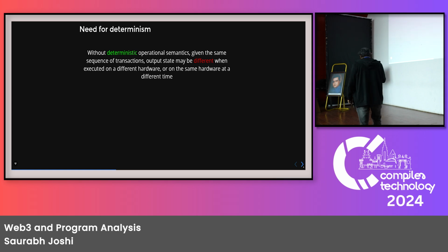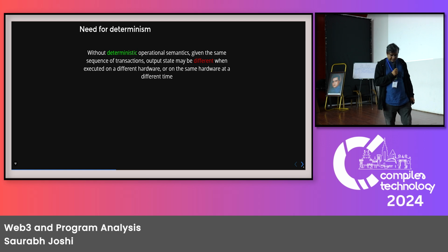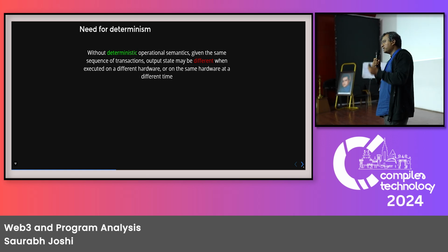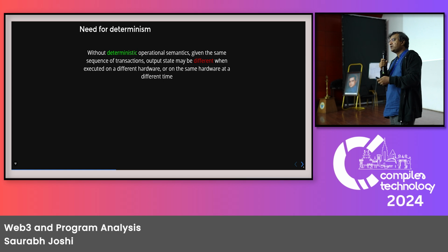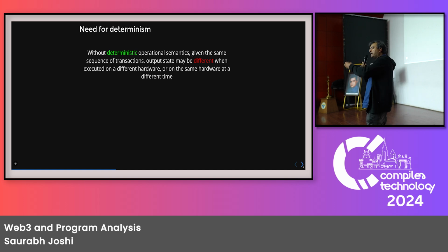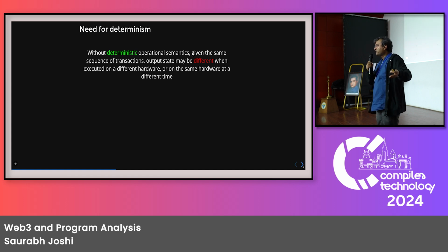Why not? Because if we do not have deterministic operational semantics, what would happen is that somebody gives you this trace, and now you say that you are trying to replay that trace. You are saying, okay, let me start with the genesis block. I'll execute all the transactions, then block 1, block 2, etc. Do I end up in the same state? Maybe not. If there is non-determinism, then you will end up in a different state.